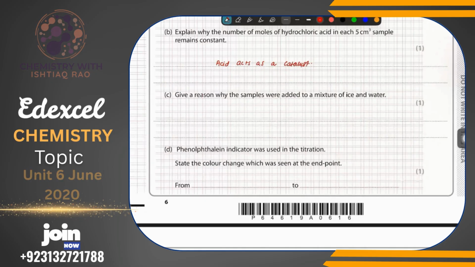Why were the samples added to a mixture of ice and water in a conical flask, so as to quench the reaction? Why?